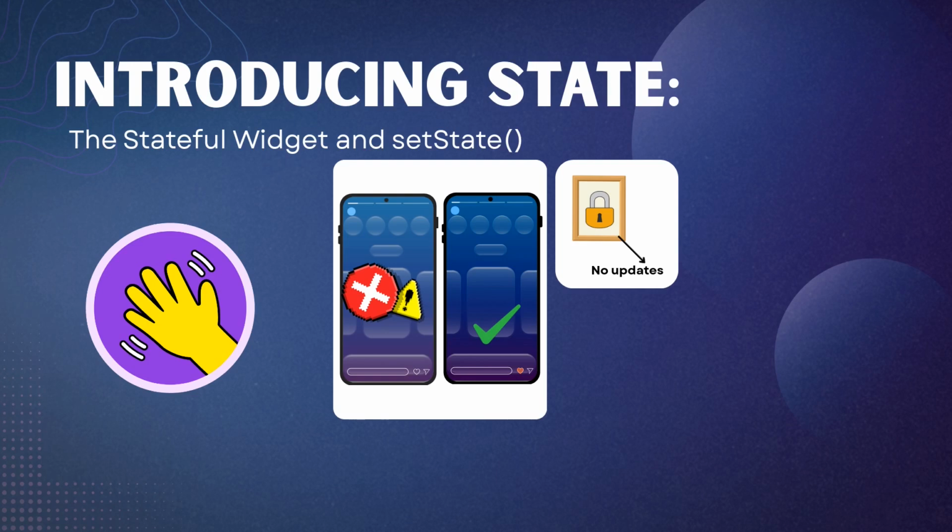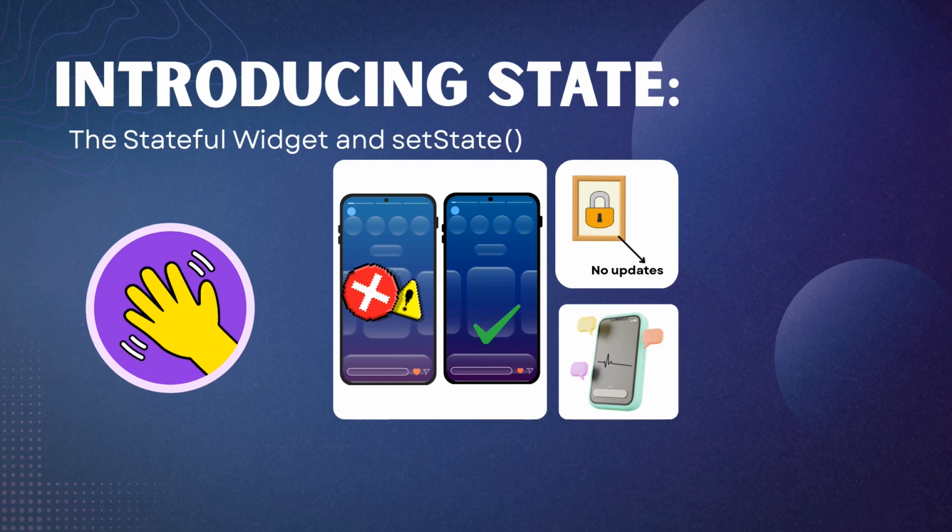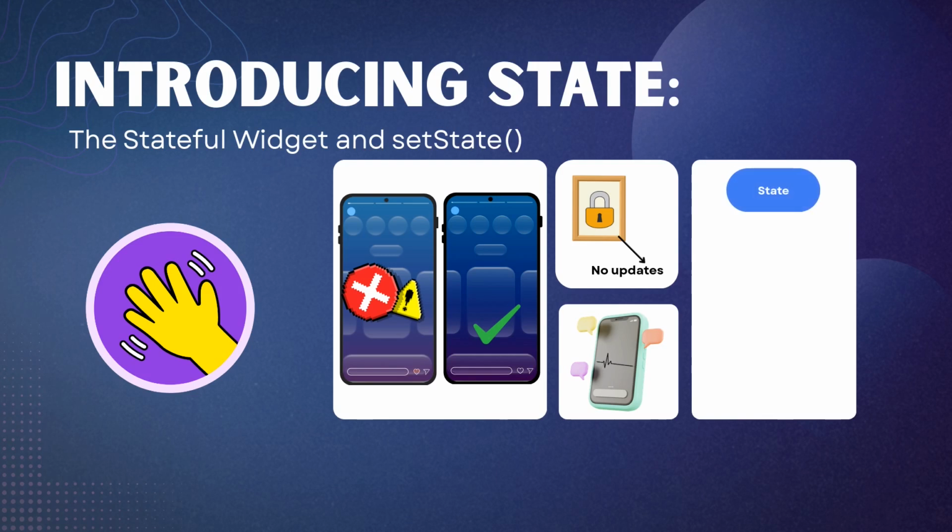But modern applications need to be alive. We need to track user inputs, timer ticks, network responses, and button presses, and so forth. To do this, we need to introduce a new concept called state. Put simply, state is just the data your application needs to display at any given moment. Data that can change during the lifetime of a widget.